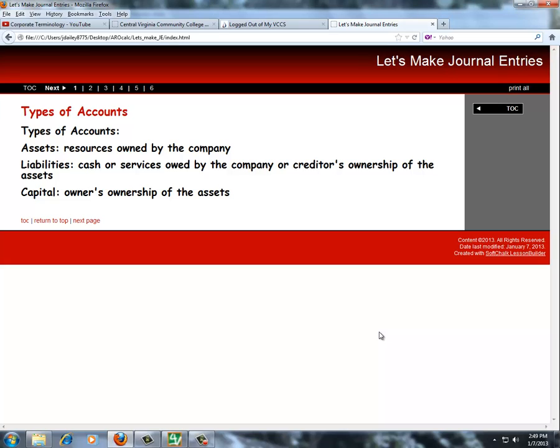Finally, on this slide, the capital represents owners' ownership of the assets. So the owner's part of the assets will be determined by the balance in his capital account.